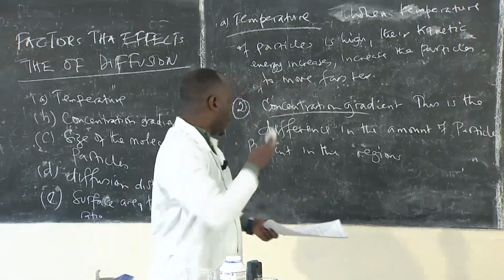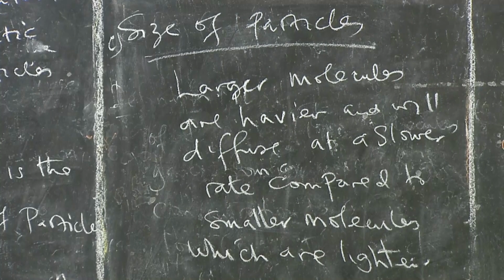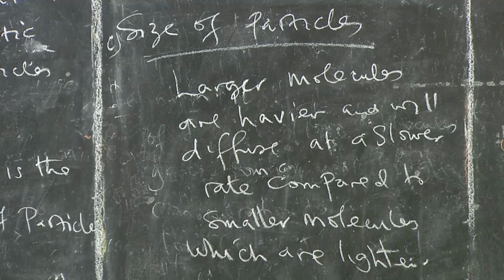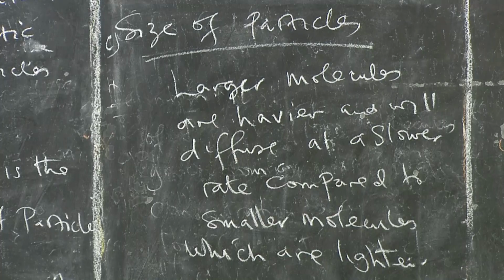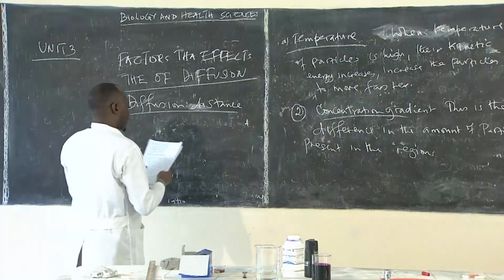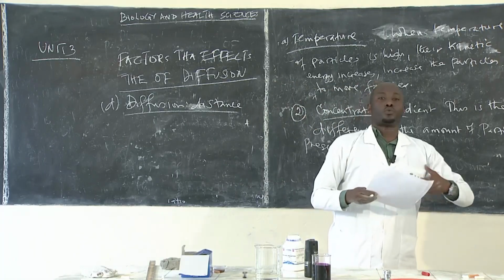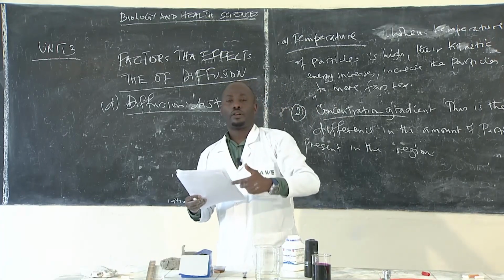Let's have another one which is called diffusion distance, which is D. If I say diffusion distance, what does it mean? It means that the rate of diffusion depends on the distance that the particles have to travel. If the particles have to travel a large distance, the slower the rate of diffusion. The smaller the distance, the faster the rate of diffusion. If the molecules are going to travel a long distance, that will affect the rate of diffusion.